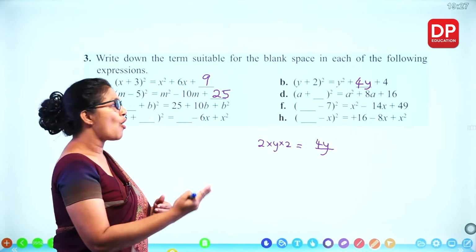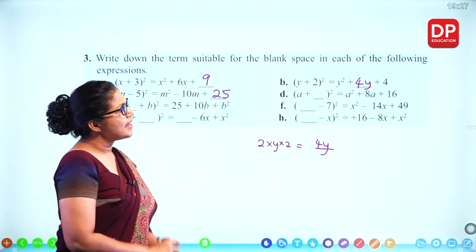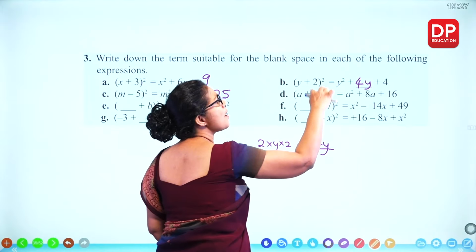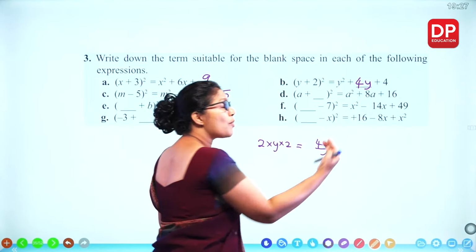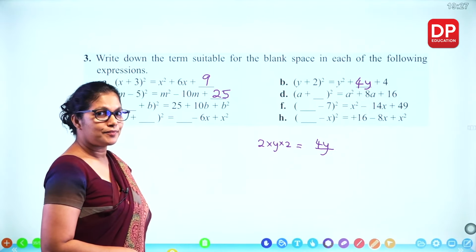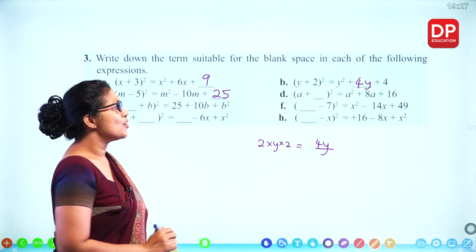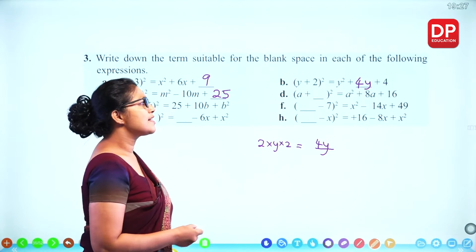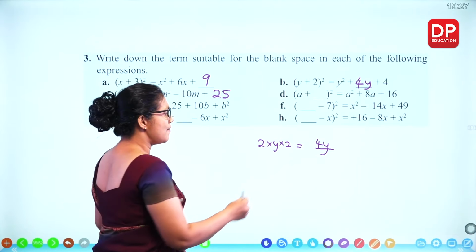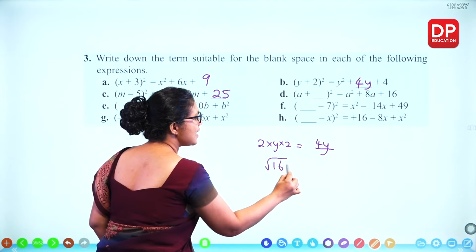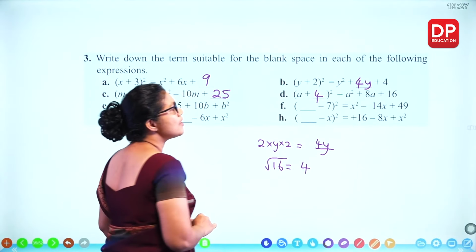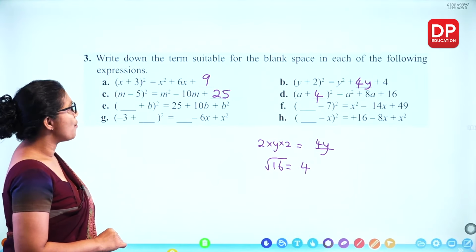This one, the expansion is given and you are asked to find out the binomial expression. So the reverse order. How we can find out that number? We know square of this number is this one. So what's the reverse of square? We did in chapter 2. This is the square root of 16. So what is the square root of 16? We know square root of 16 is 4. So you can straight away write down this should be 4.